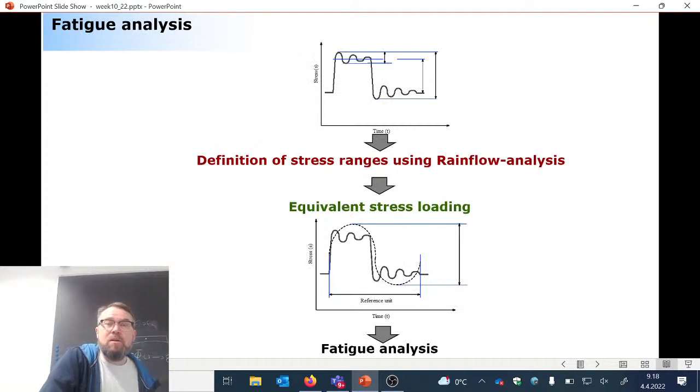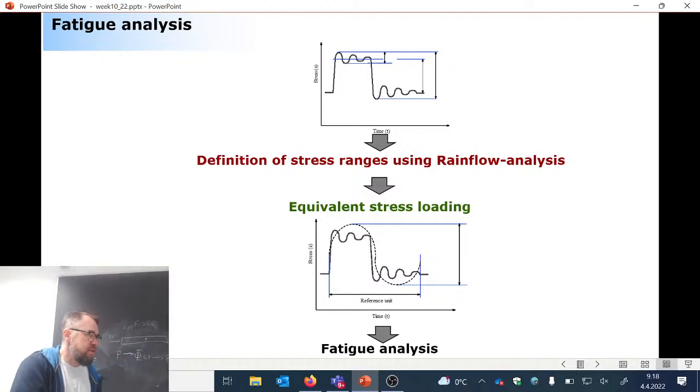All right, so how does it go then? This picture includes quite a bit of information, so let me walk through it with you. This shows, once we get the stress history, and the stress history is typically something that looks like this.